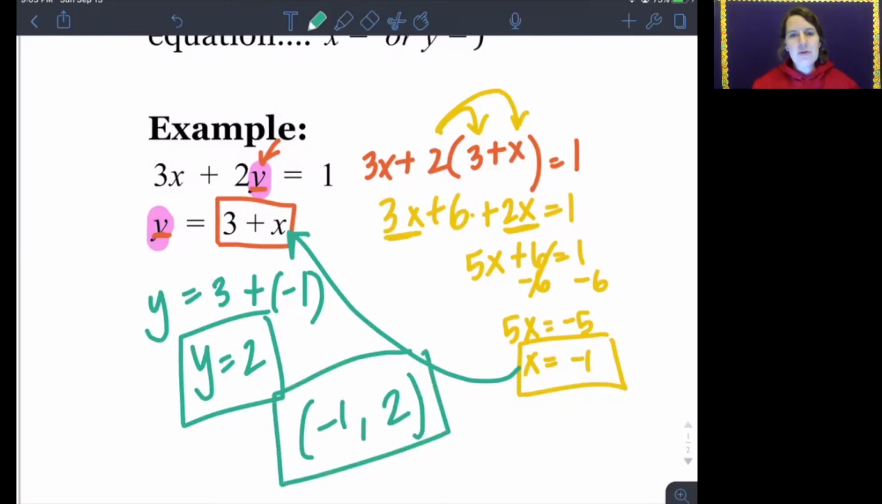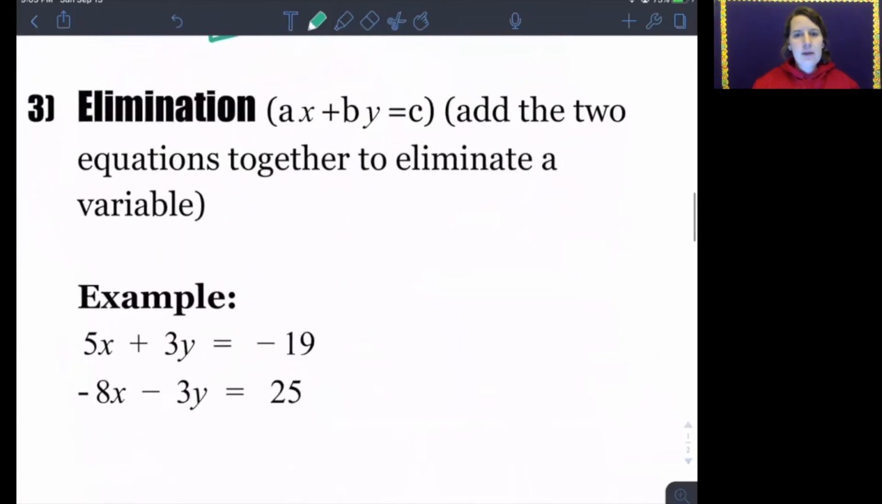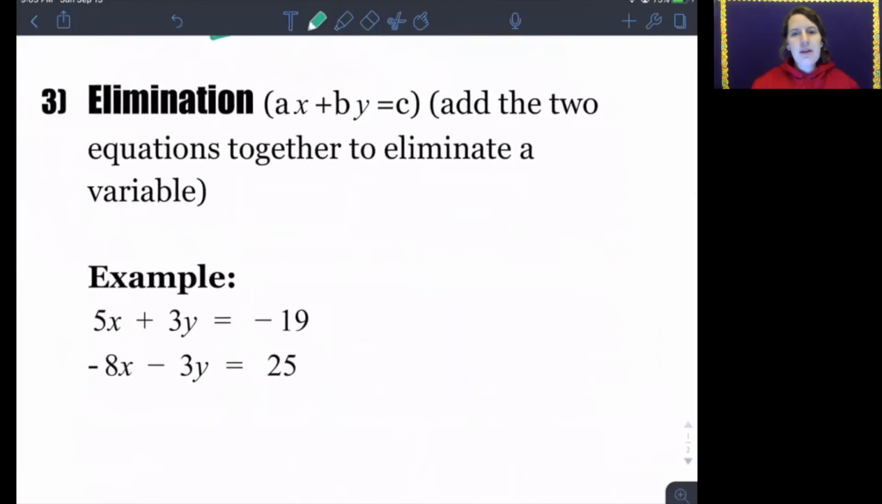Okay, so that's substitution, where we get one of our variables by itself, plug that into the other equation, and start solving from there. Okay, our final method we're going to talk about is elimination. So elimination, we're going to want our equations in standard form, meaning that we have the variables on the left and our constants on the right. So constants are numbers that are not attached to letters. Okay, you want to make sure that the letters on the left side are in alphabetical order.